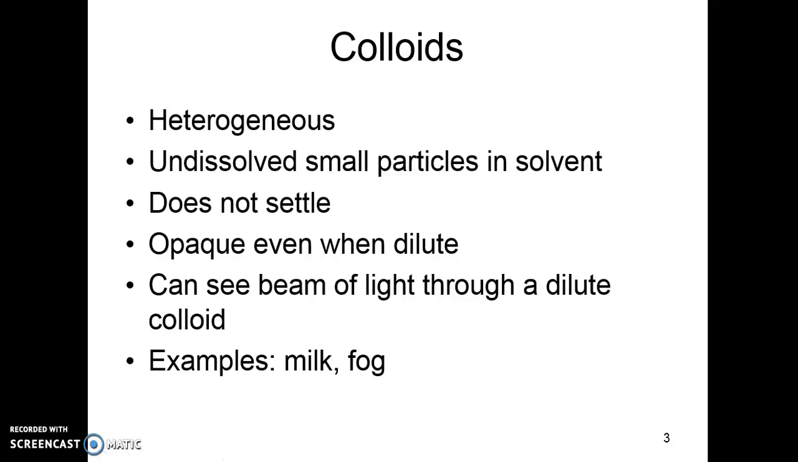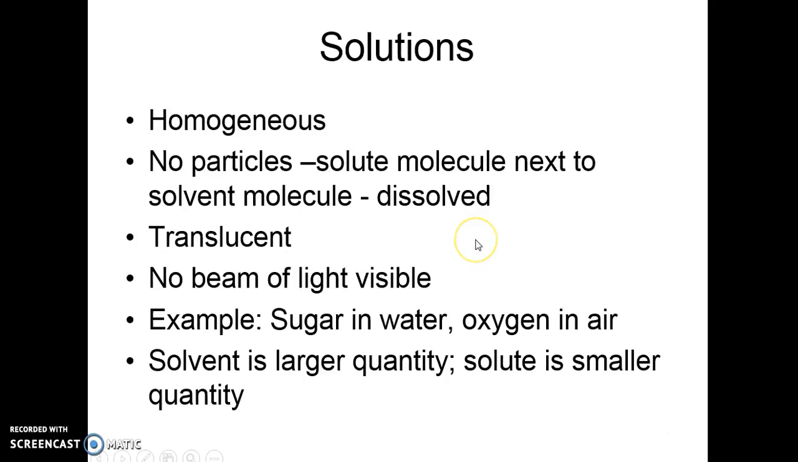Colloids do not settle with time, and if you get it dilute enough, you can see a beam of light shining through it because the light gets bounced off the particles. Some examples are milk, fog, and then we have solutions. Solutions are intimately mixed so that they're homogeneous, and you can't ever see a beam of light in it. You can see through the liquid. It's translucent. Sugar and water, oxygen and air.